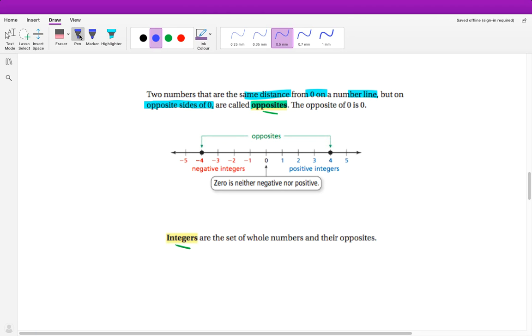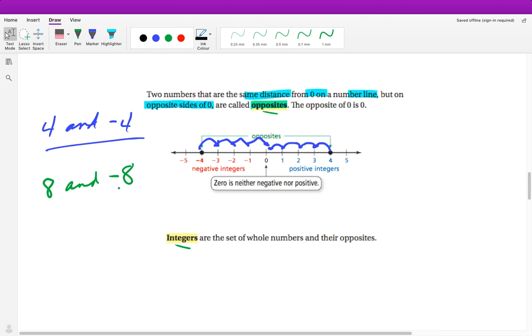So before, we were highlighting specific numbers and counting their spaces. Well, if we look at this +4, it is 1, 2, 3, 4 units away from 0, and -4 is 1, 2, 3, 4 units away from 0 as well. So 4 and -4 are opposites. So are 8 and -8. But 4 and 4, even though both of these are 4 units away from 0, they are not opposites because they are on the same side.